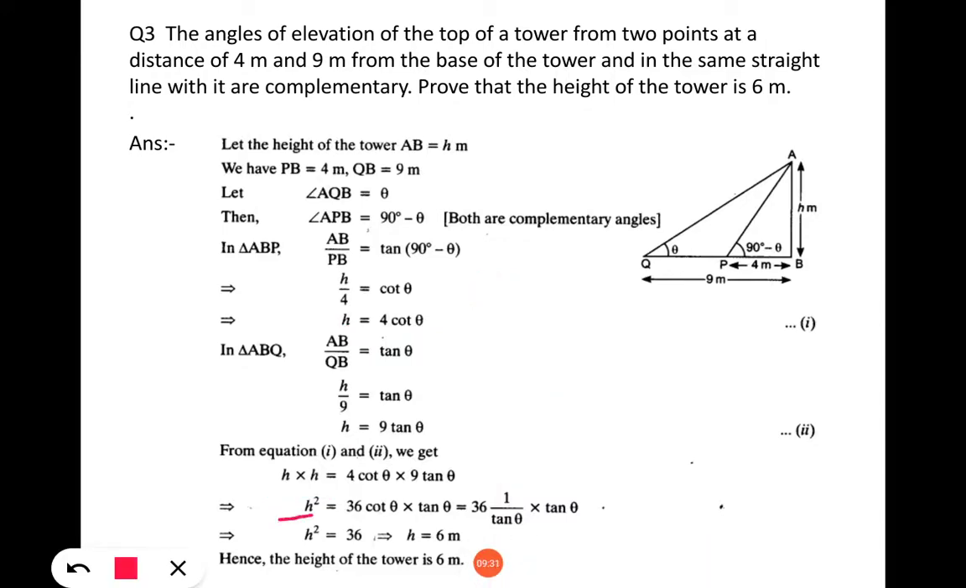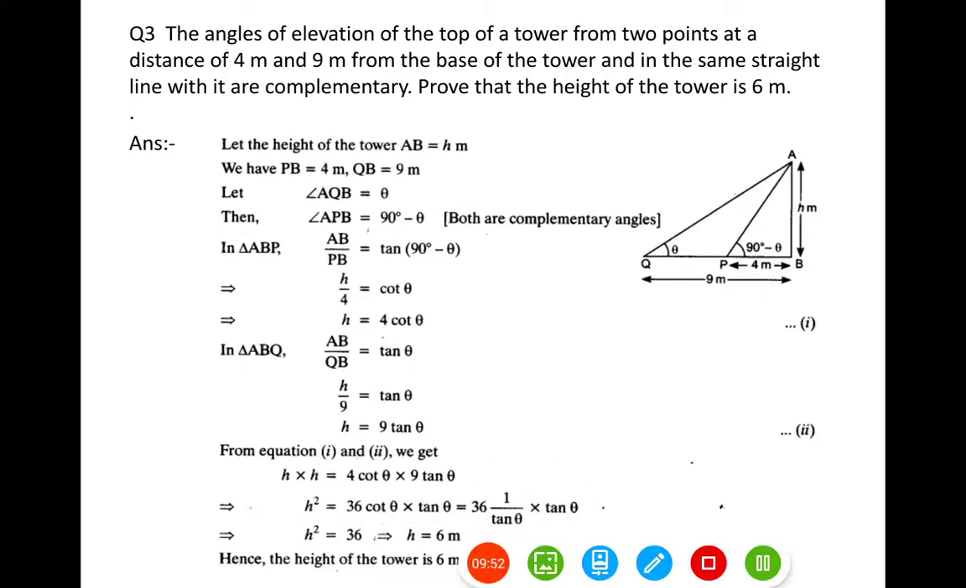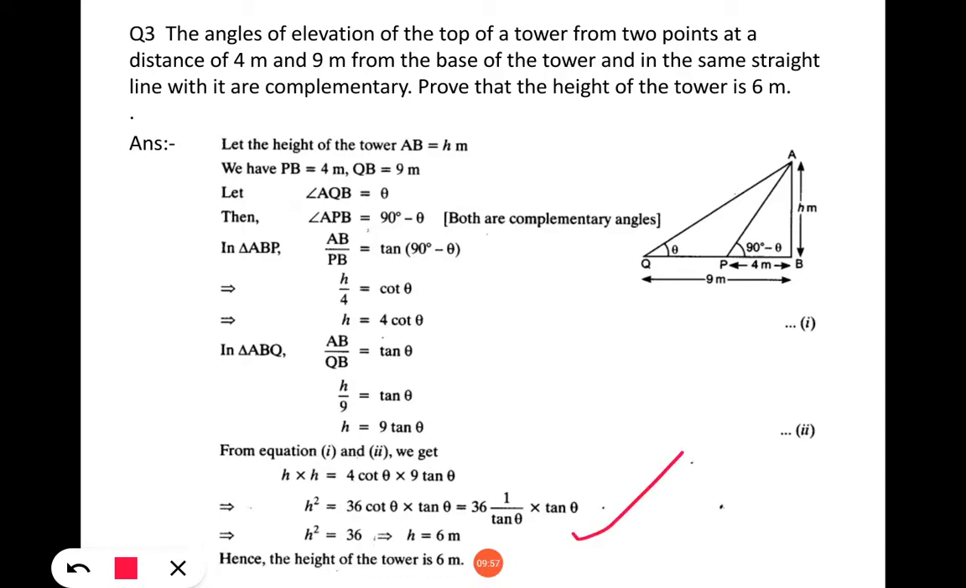On solving, we have h square equal to 4 times 9 is 36 cot theta tan theta. As we know, cot theta and tan theta are reciprocal to each other, so cot theta is 1 upon tan theta. So tan theta cancels out with tan theta, and we are left with 36. Finally we have h square is equal to 36 and h equal to 6 meter, neglecting the negative value because the height cannot be negative. Hence the height of the tower is 6 meter.